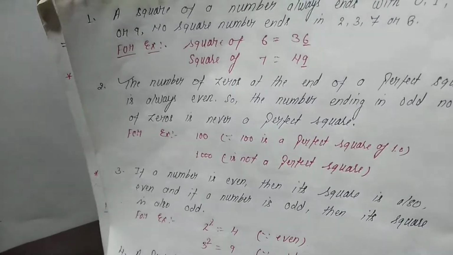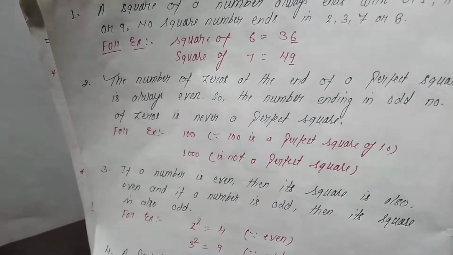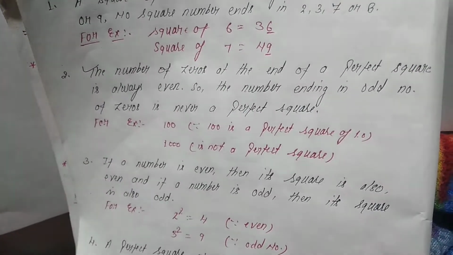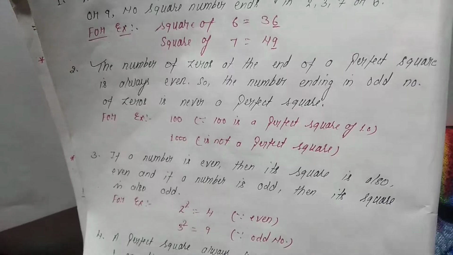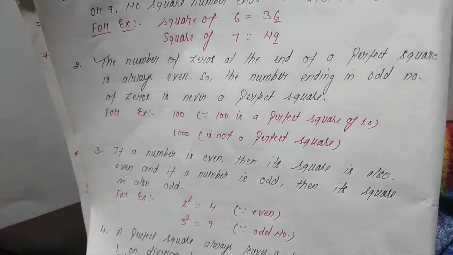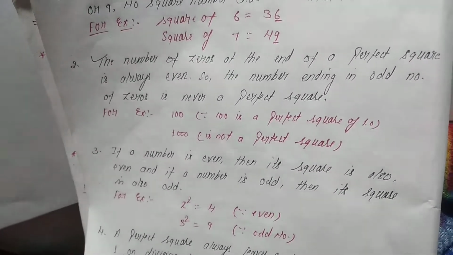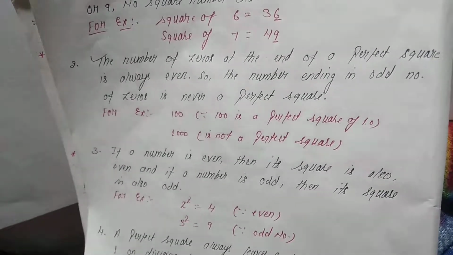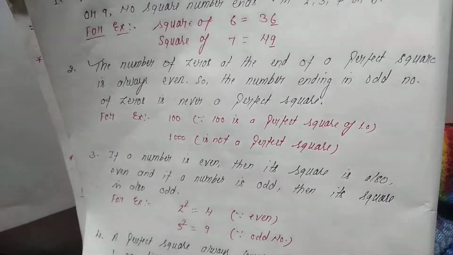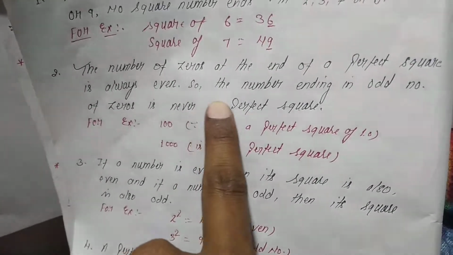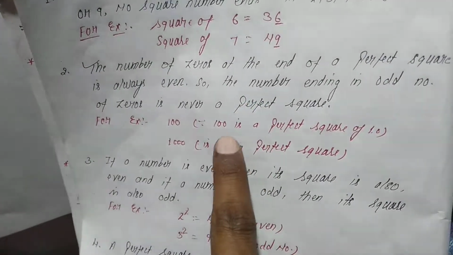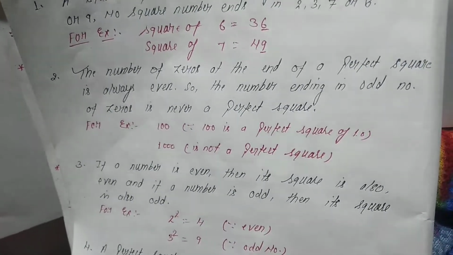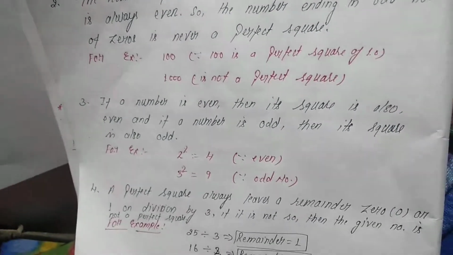See, whenever we find that an even number of zeros is given at the end of a number, it is not necessary that it will be a perfect square, but there is a probability that it may be a perfect square. So if it is asked to identify from the given numbers which can be a perfect square, this is one way that you can identify whether the number is a perfect square or not without actually calculating the perfect square.